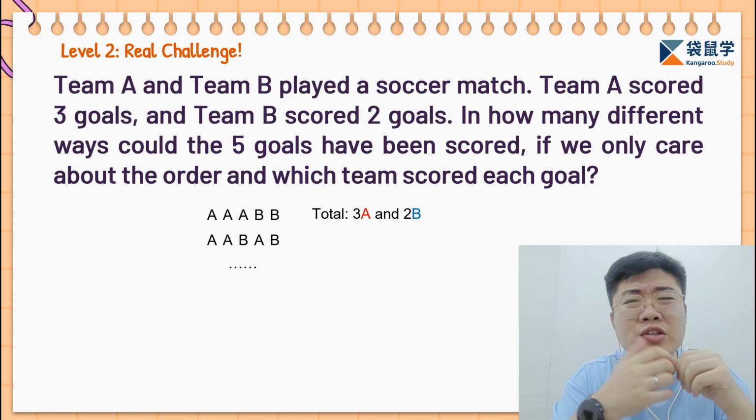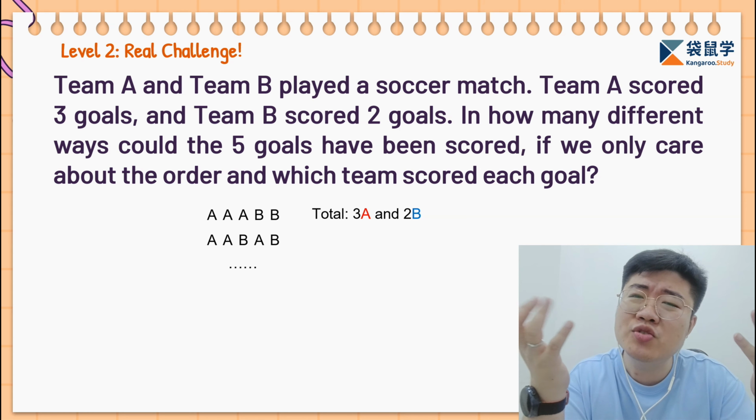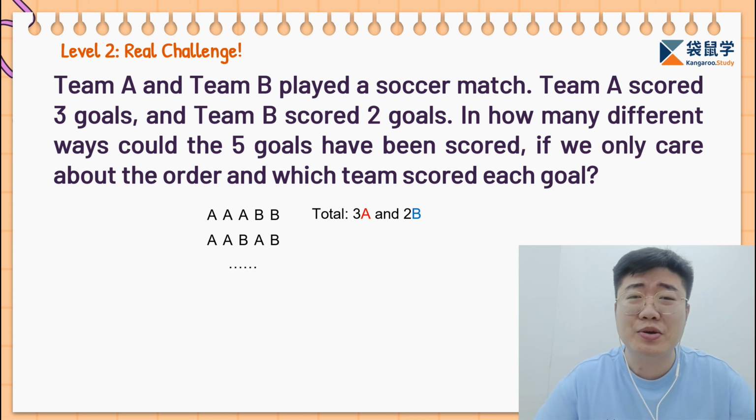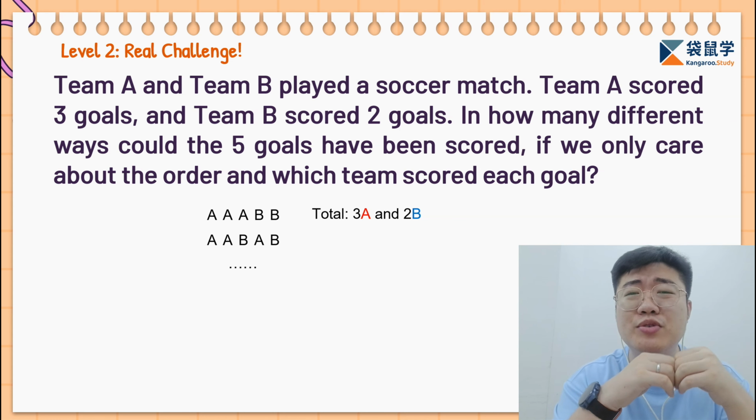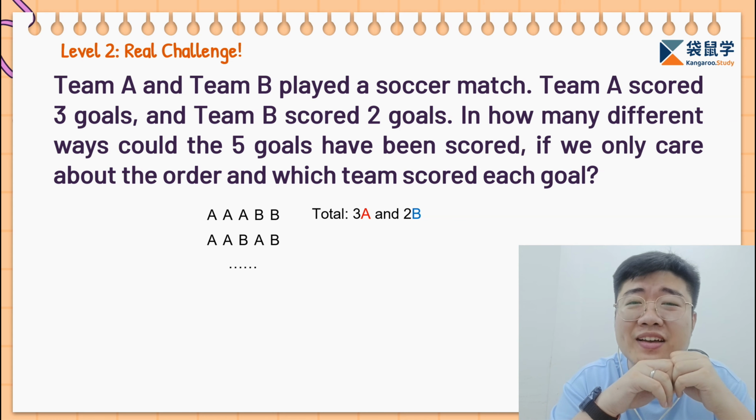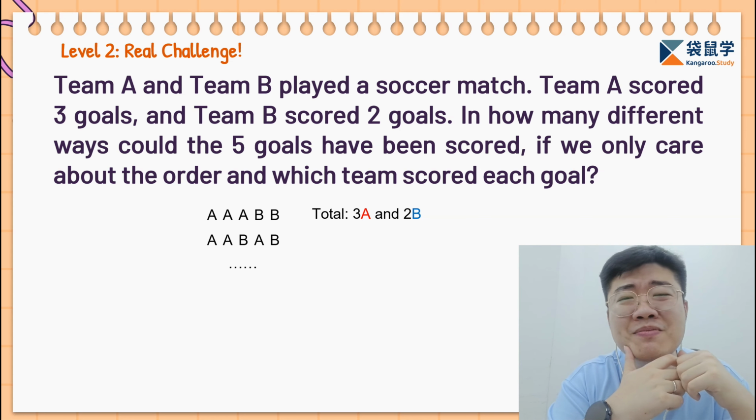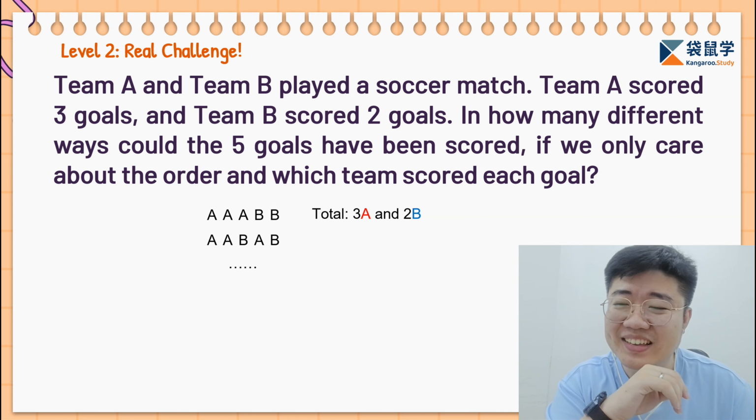But teacher, this still doesn't help us. How is this related to the first question? The first one is about counting paths. This is about match results. They are not the same. No, are they really not the same? Let's look at the figure.